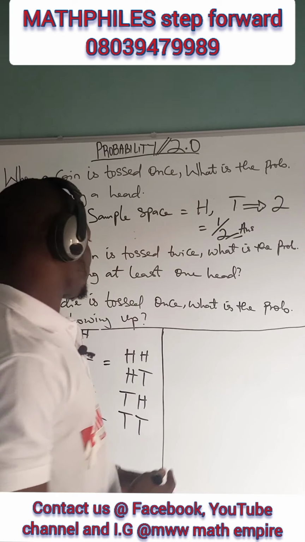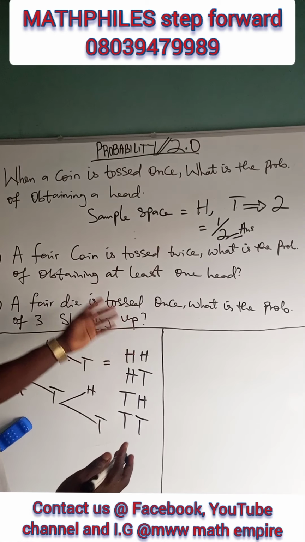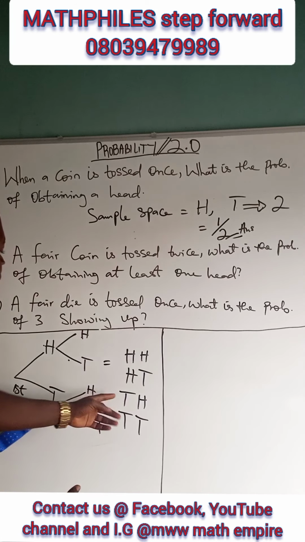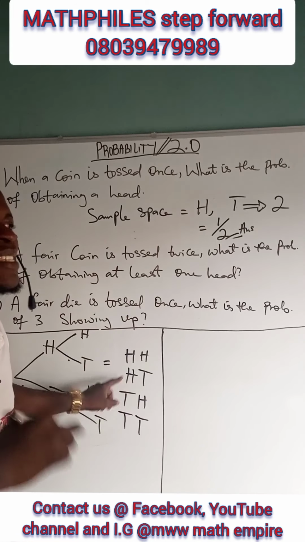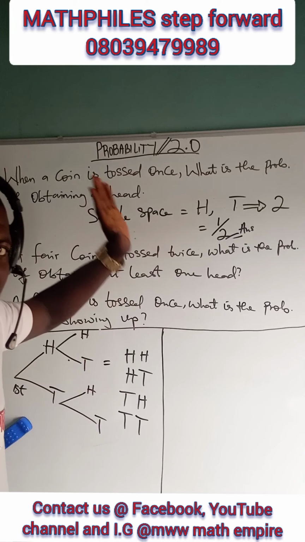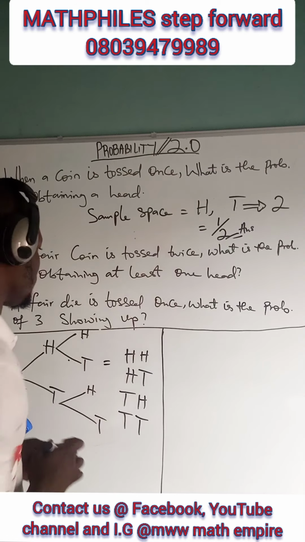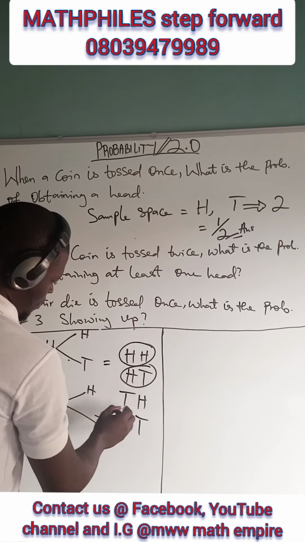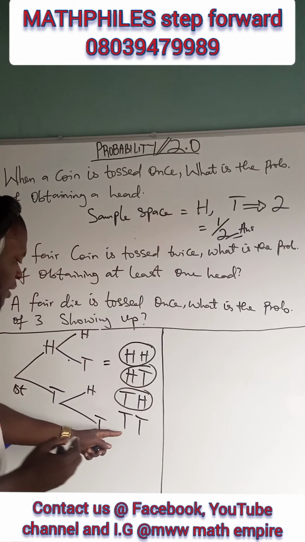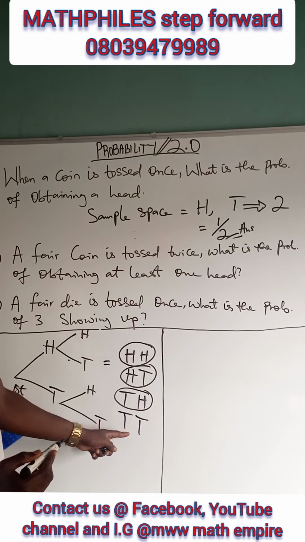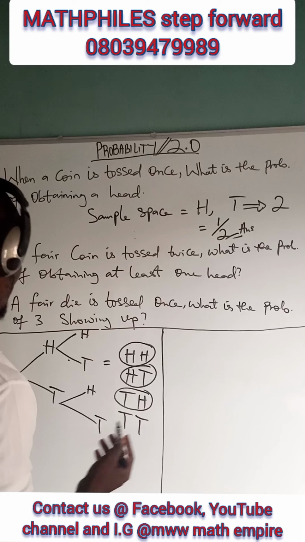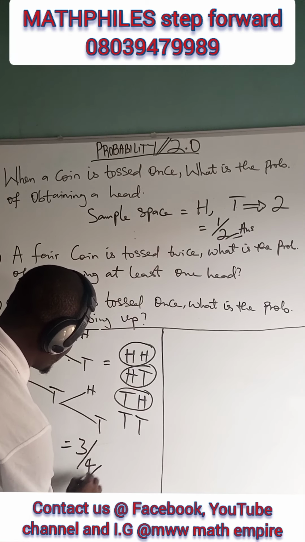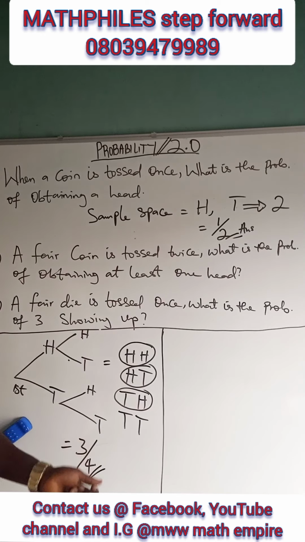So because the question reads at least one head, it means that anywhere I see one head, I will circle it, and anywhere I see more than one head, because I said above, I will also circle it. Therefore, I will circle this, this, and this, but I will not circle this because I don't have any head here. Hence, the answer will be equal to 3 all over 4. We have solved it now.